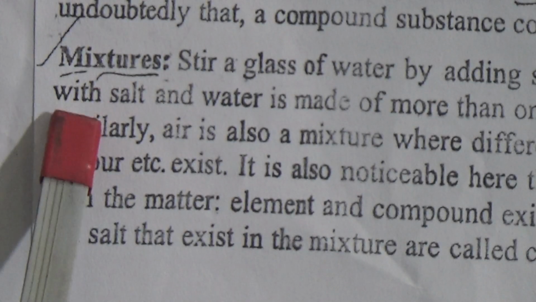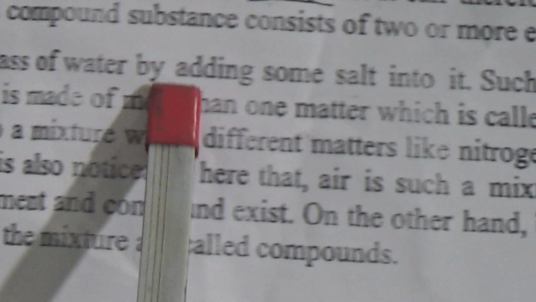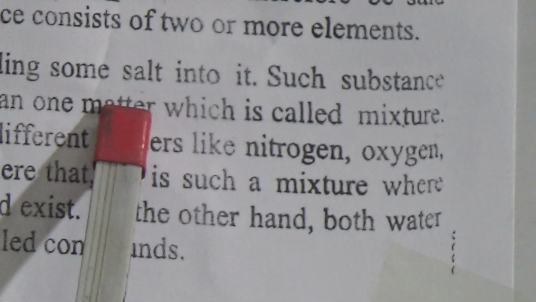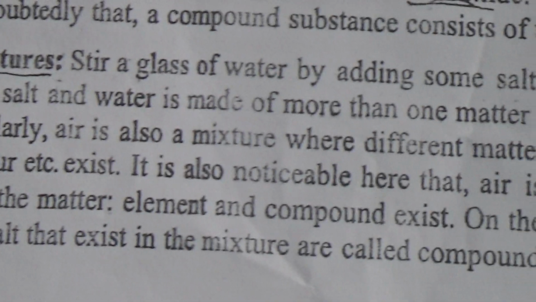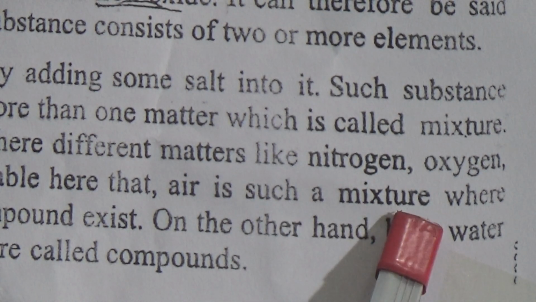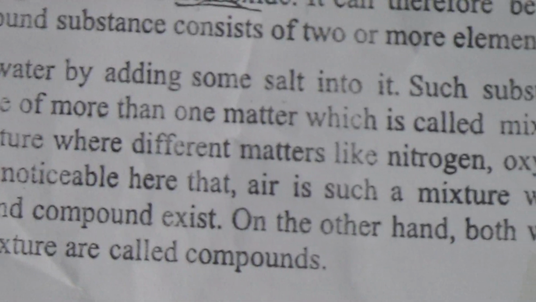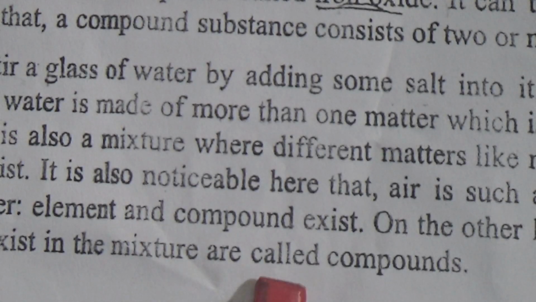Now, mixture. Stir a glass of water by adding some salt into it. Such a substance with salt and water is made of more than one matter, which is called mixture. Similarly, air is also a mixture where different matters like nitrogen, oxygen, vapor, etc. exist. It is also noticeable that air is a mixture where both the matter element and compound exist. On the other hand, both water and salt that exist in the mixture are called compounds.